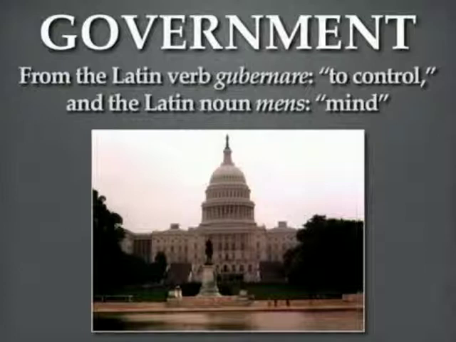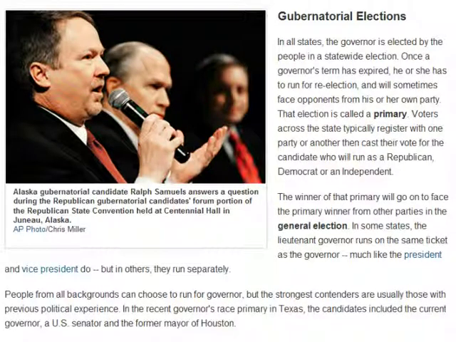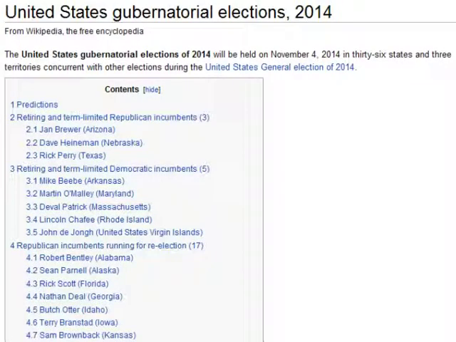This is where we get the term gubernatorial. A gubernatorial election comes directly from the verb gubernare. Gubernatorial means related to a governor or a controller, a governor of a state. And when people elect these people who think that they're authorities, that's called a gubernatorial election, the election of a governor.